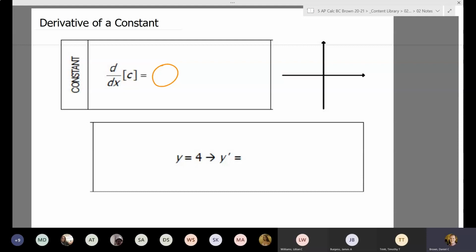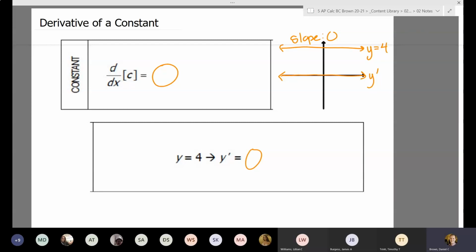If I take the derivative of y equals 4, y equals 4 is just a horizontal line at 4. Well, we know that the derivative is the slope. What is the slope of all horizontal lines? The slope is 0. So literally the derivative is always equal to 0. So here's what it would look like: the derivative of 4 is 0. That's why, but again, the rule you want to have memorized is 0.